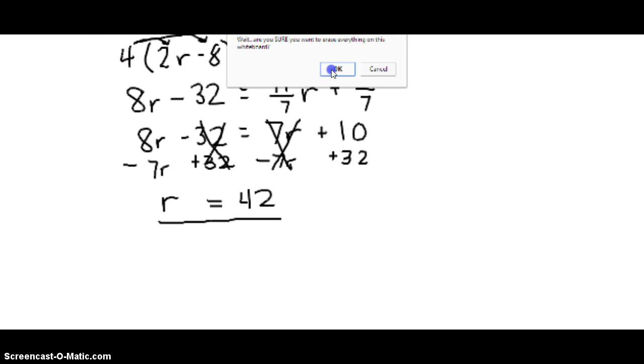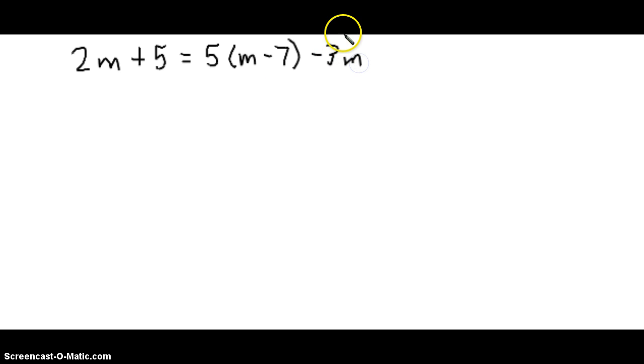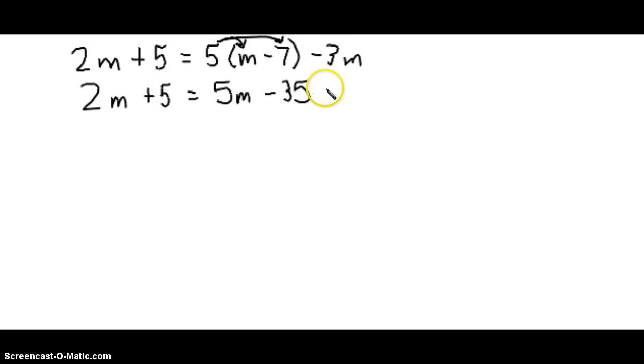Let's look at another case here. If we have 2m plus 5 equals 5 times the quantity m minus 7, minus 3m, sorry. Let's deal with our grouping symbol here, the parentheses. We'll distribute the 5. So we get 2m plus 5 equals 5m minus 35, because 5 times -7 is going to give me -35, then bringing down the minus 3m.